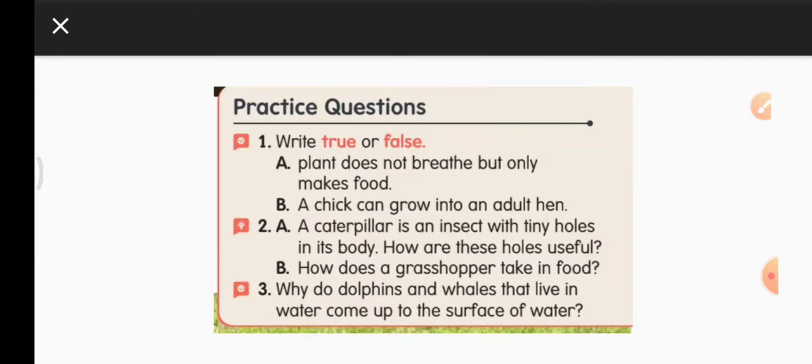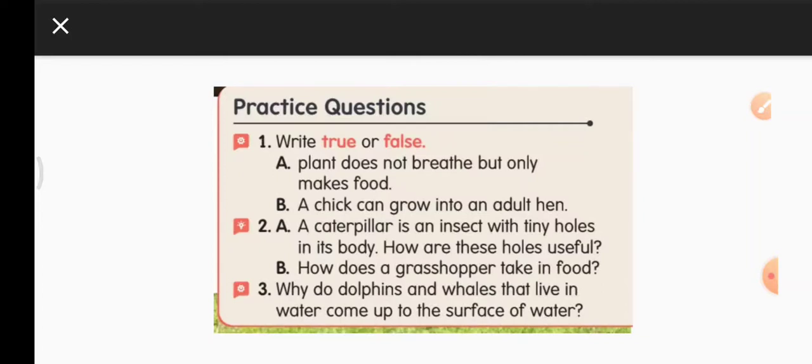Now we go for the B one. Okay, B sentence. A chick can grow into an adult hen. True or false? Yes. Okay, a chick grows into an adult hen. It is true. TRUE, you can write. Now for the second question.